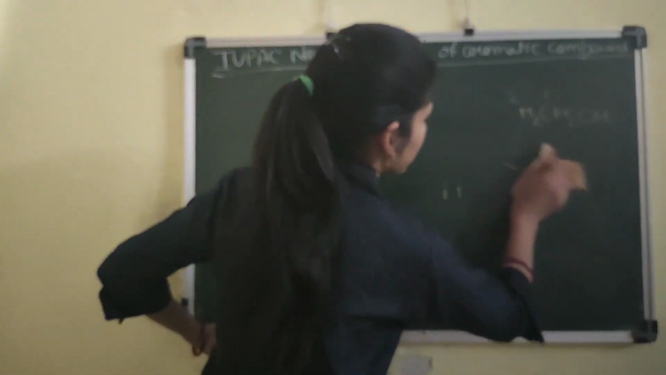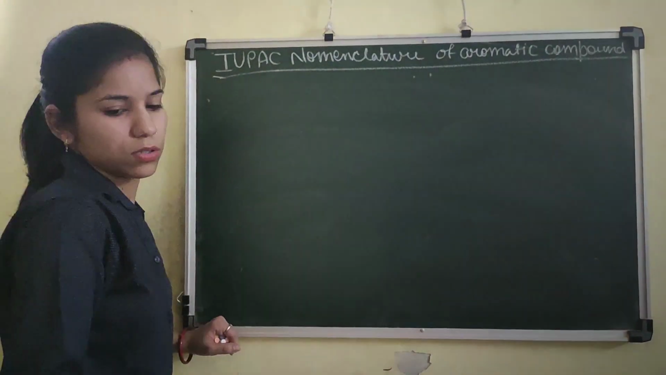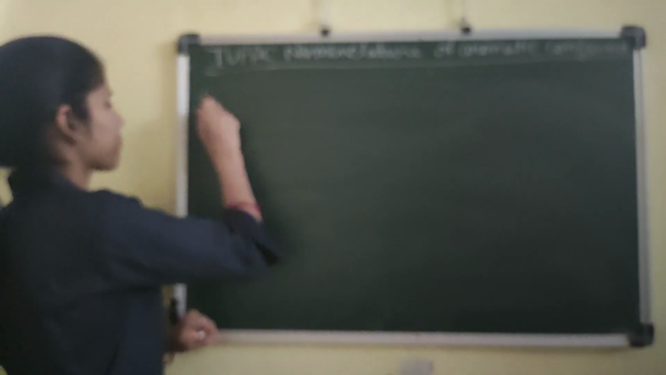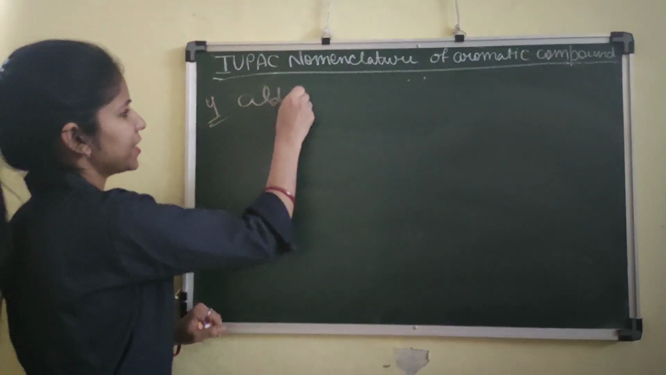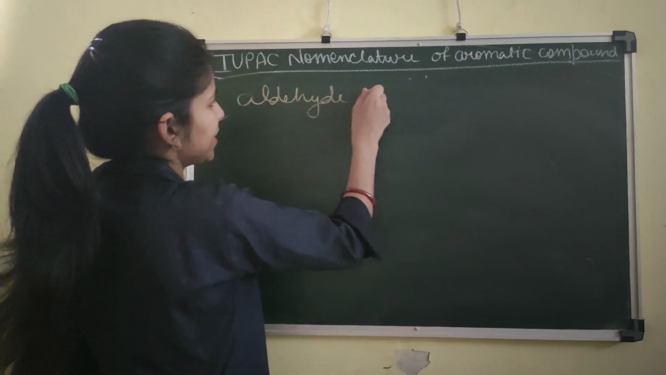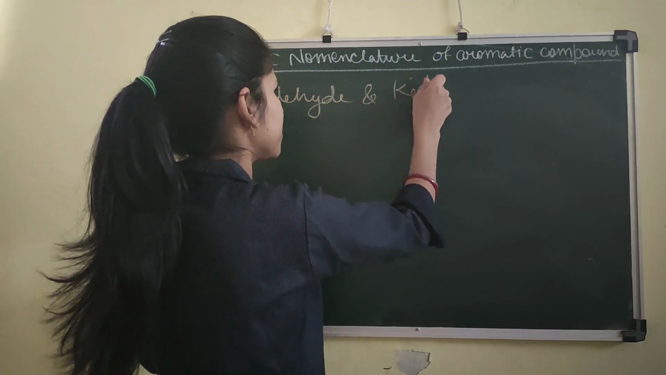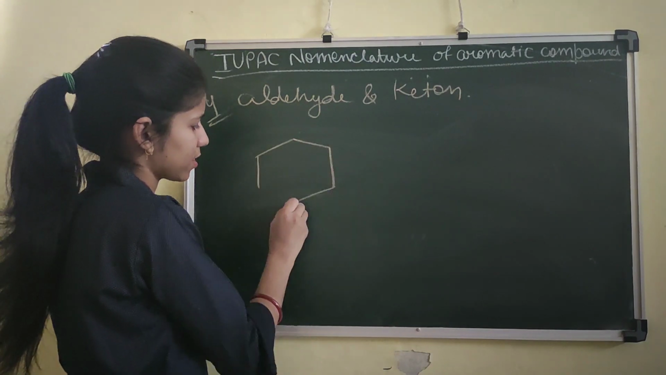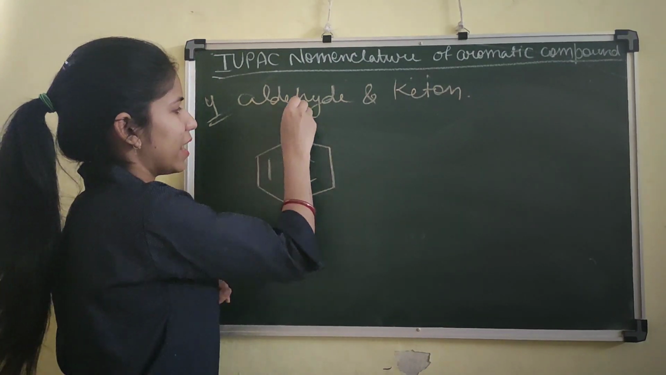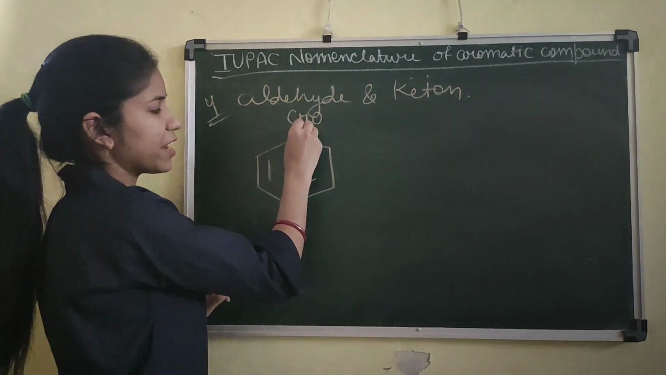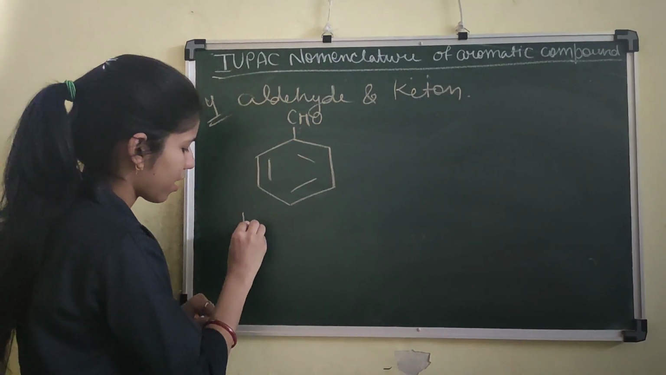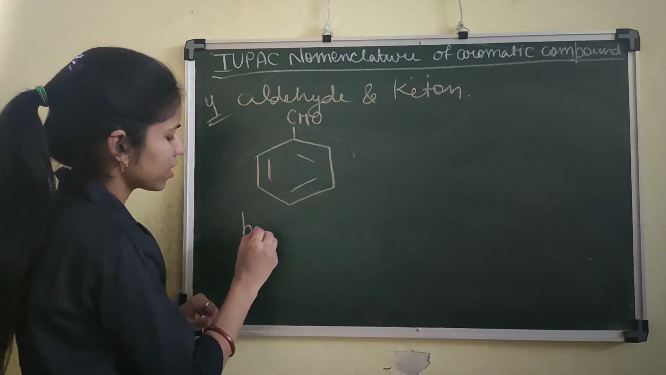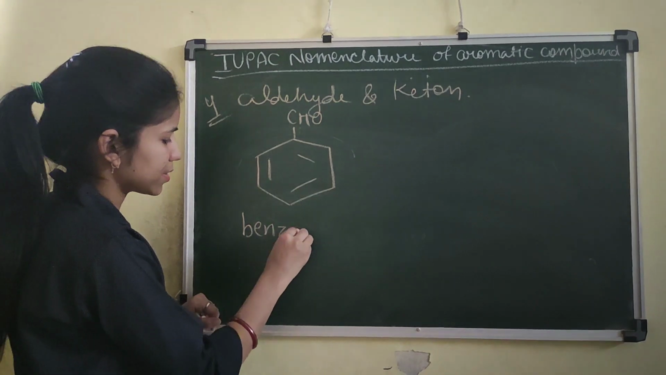Now the next group is acid derivatives, aldehyde and ketone. So this is the benzene ring and CHO, that is an aldehyde. So this is called benzaldehyde.